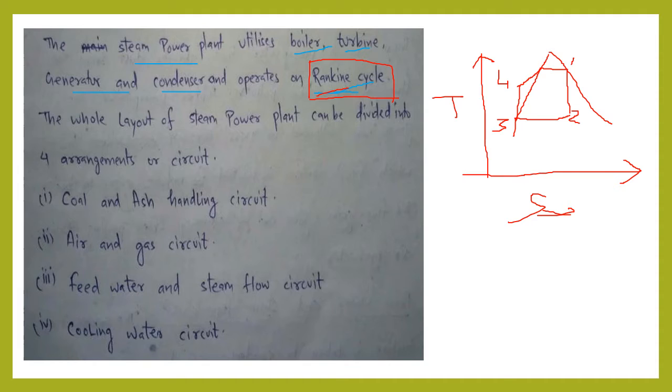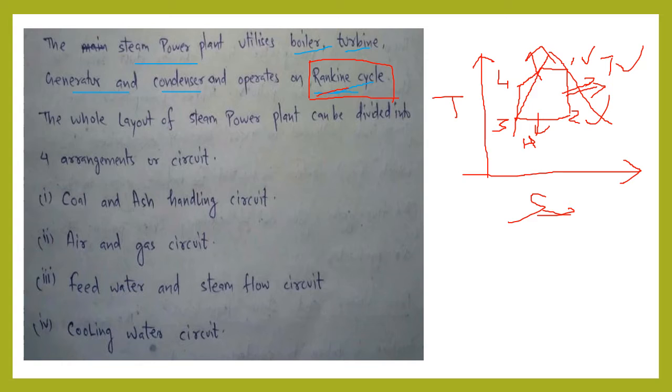The first, 1 to 2, utilizes the turbine, in which we get power. 4 to 1 is the boiler, in which heat is supplied. 2 to 3 is the cooling process, that means heat rejection. And 3 to 4 is the pumping process. So we utilize four devices, namely boiler 4 to 1, turbine 1 to 2, condenser 2 to 3, and pump 3 to 4. Along with the turbine, we utilize a generator that converts the mechanical energy given by the turbine to electrical energy.